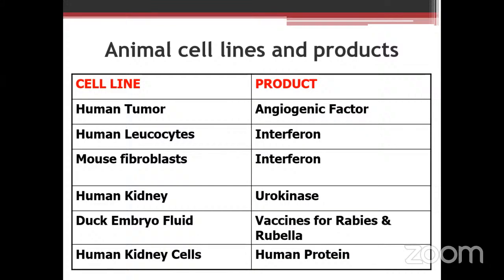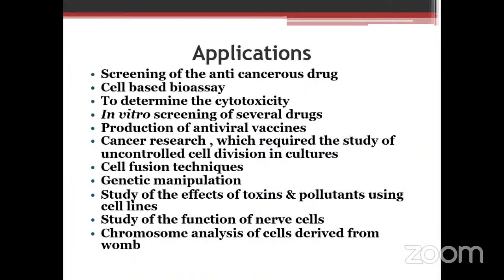By using human tumor cells, angiogenic factor was developed. Then human leukocytes, interferon. Then mouse fibroblasts, also used for development of interferons. Then human kidney cell lines are used for urokinase production. Then duck embryo fluid is for vaccines for rabies and rubella. And human kidney cells are for human proteins.